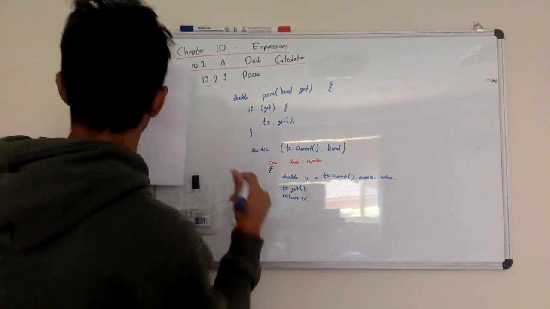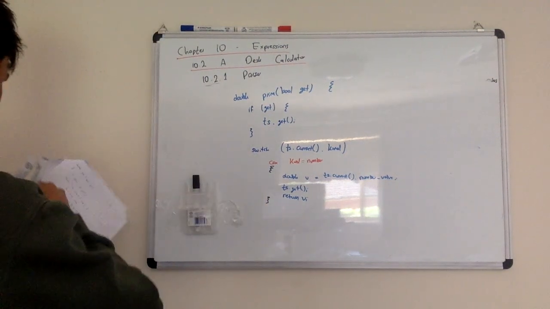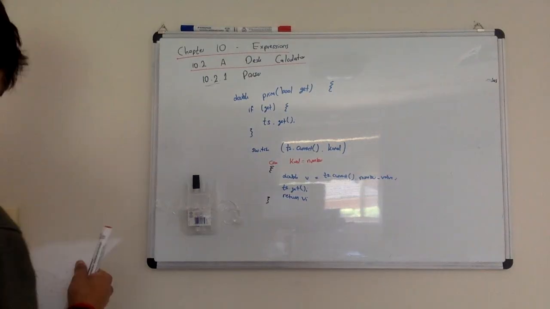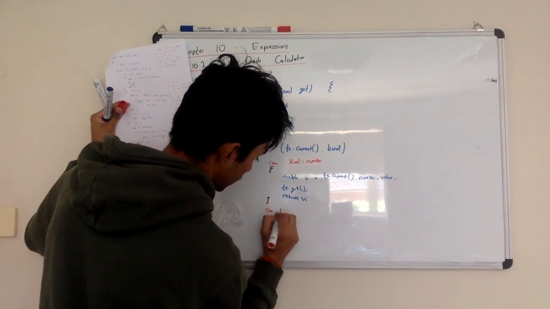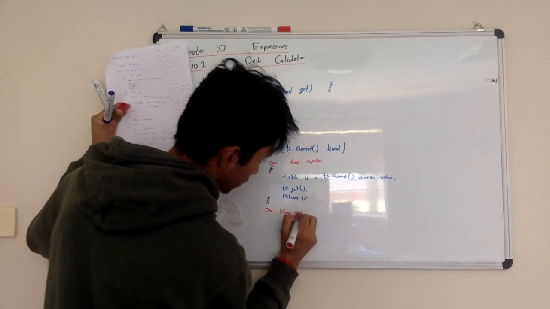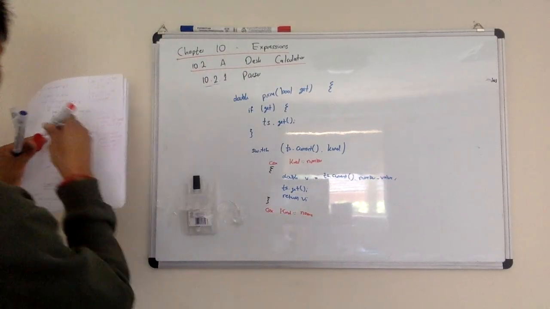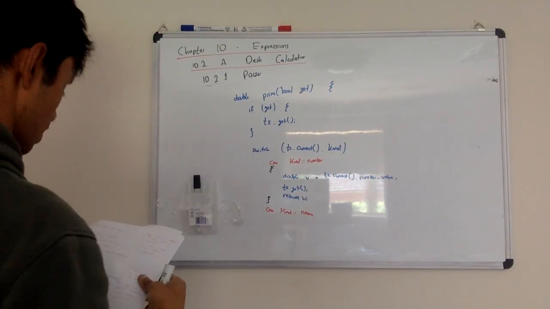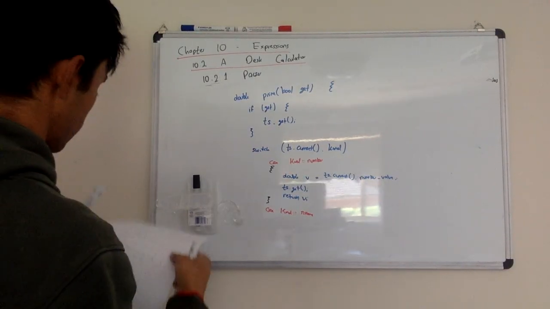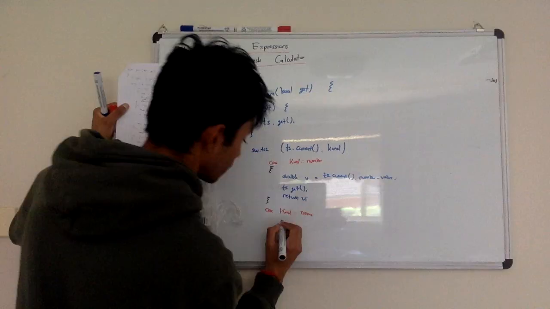Now, what if you have type name? So case kind name, right? In this case, okay, I'll write it out first and then I'll explain it.